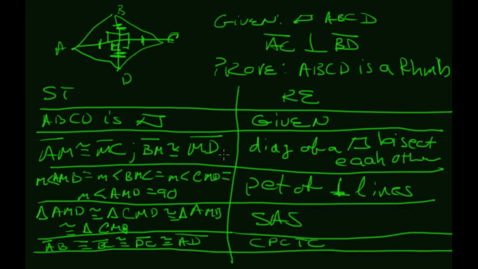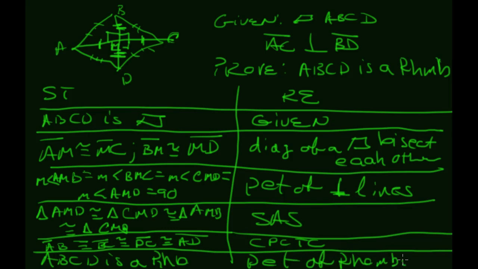And if I have all four sides being congruent, then we know that ABCD is a rhombus, because that's what a rhombus is. Okay, so that gets me 4 for 5. We have two ways of proving that a parallelogram is a rectangle. We have two ways of proving that a parallelogram is a rhombus. We need one more way to show rhombuses.